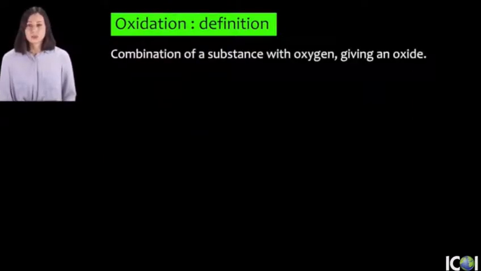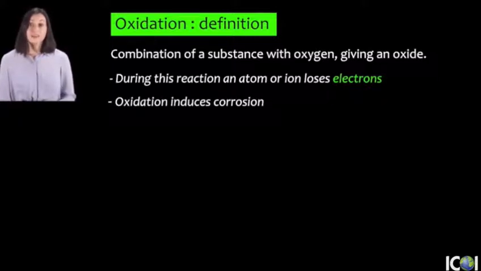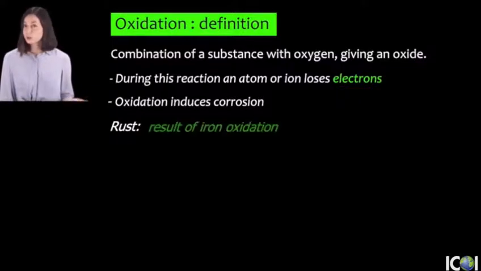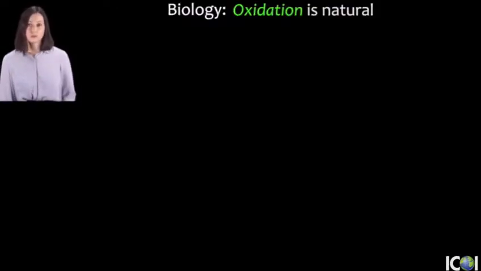What is oxidation? It's the combination of a substance with oxygen, leading to an oxide. During this reaction, an atom or an ion loses one or several electrons. And this oxidation induces corrosion. For example, rust: in contact with the oxygen, iron produces rust.